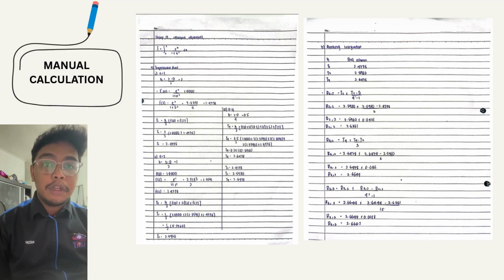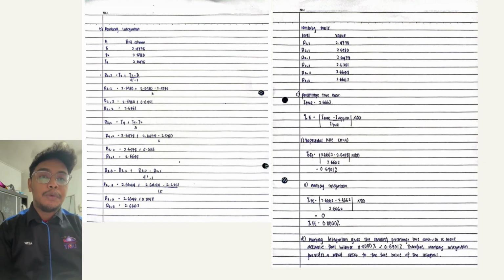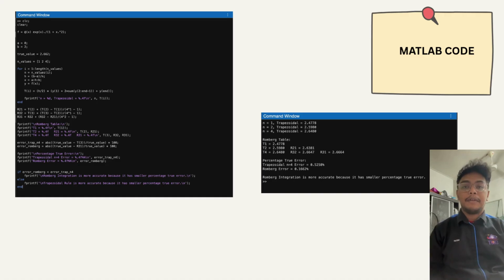And we apply the formula where b minus a over 2n multiplied by f(a) plus 2 times the summation of f(a plus ih) plus f(b). Okay, so we move to part b where we find the Romberg integration. Now we move to calculate the percentage true error. The true error for this question is 2.6662.